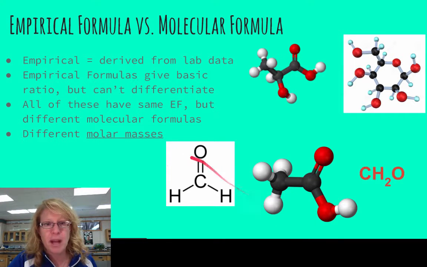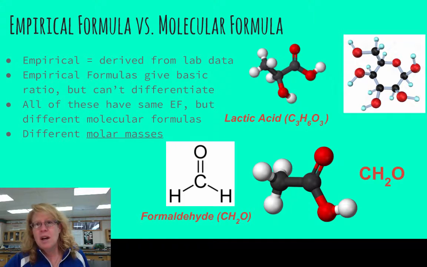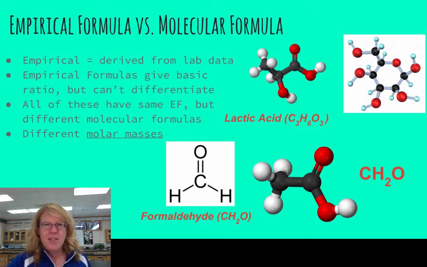I'll go through them in order, I guess. This one over the top is lactic acid, C3H6O3. That's the one that you build up in your muscles after you exercise quite a bit. It causes muscle cramps and muscle soreness. The one on the bottom left here is formaldehyde. Formaldehyde's really nasty. That's the stuff that you use to preserve dead things. Definitely not the same as lactic acid.